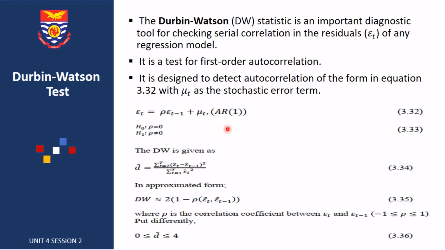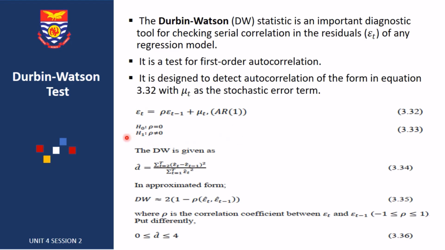This is an AR model, which indicates that we are only looking at the first order correlation, because we are looking at an autoregressive model but focusing on only one lag, which makes it first order autocorrelation.